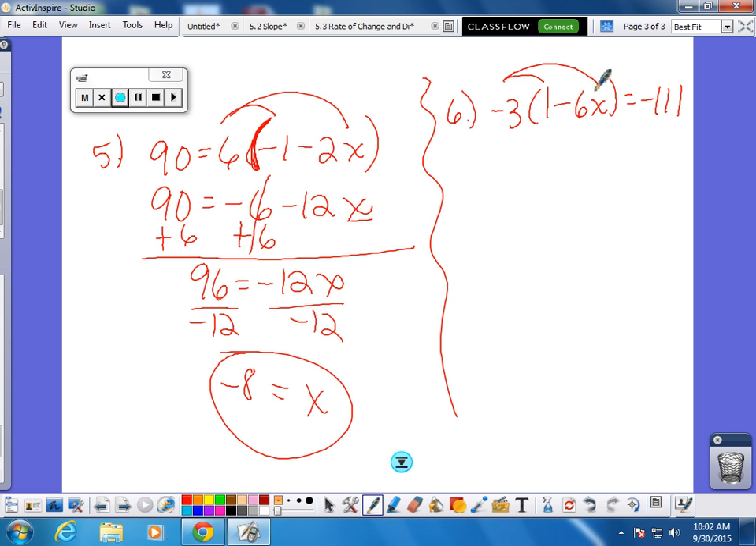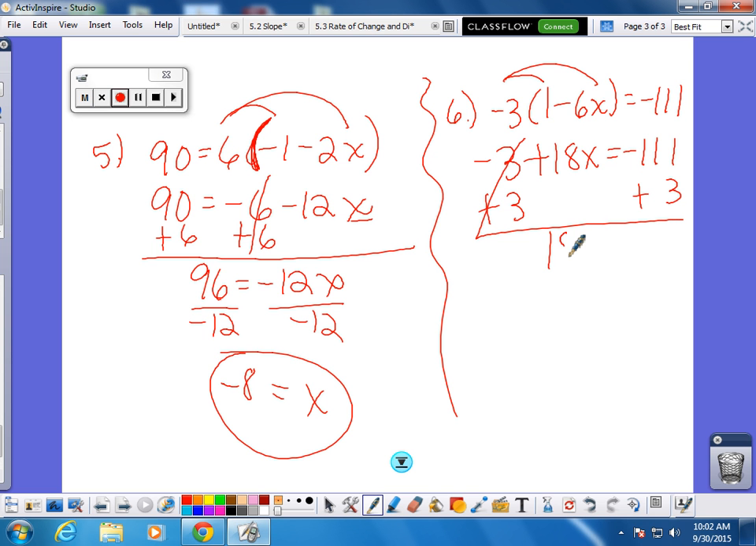Again, the distributive property. I've got to subtract the 3 and multiply 18 in the way. Add 3 to one side. So if I subtract this, I would get -108. Divide both sides by 18, what do I get? Is it -6?